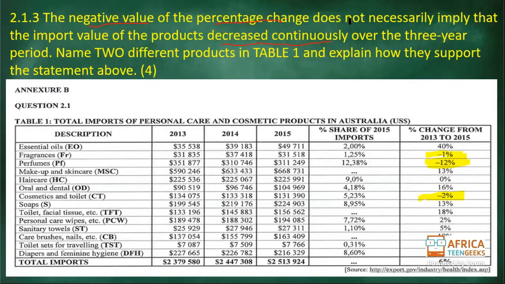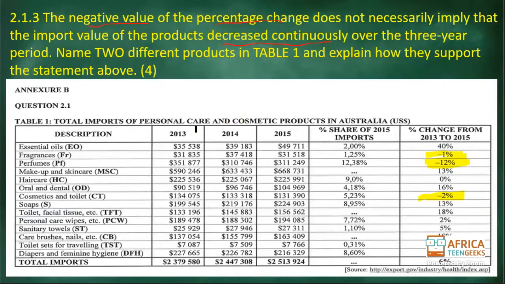It then goes on to say it does not necessarily imply that the import value of the product decreased continuously. The keyword there is continuously. If it had decreased continuously, it would mean it's decreasing from 2013 to 2014 and it's decreasing again from 2014 to 2015. That would be continuously. But here we are stating that it does not mean that the product decreased in price continuously. So it might have decreased only once. Oh, you see, only once.